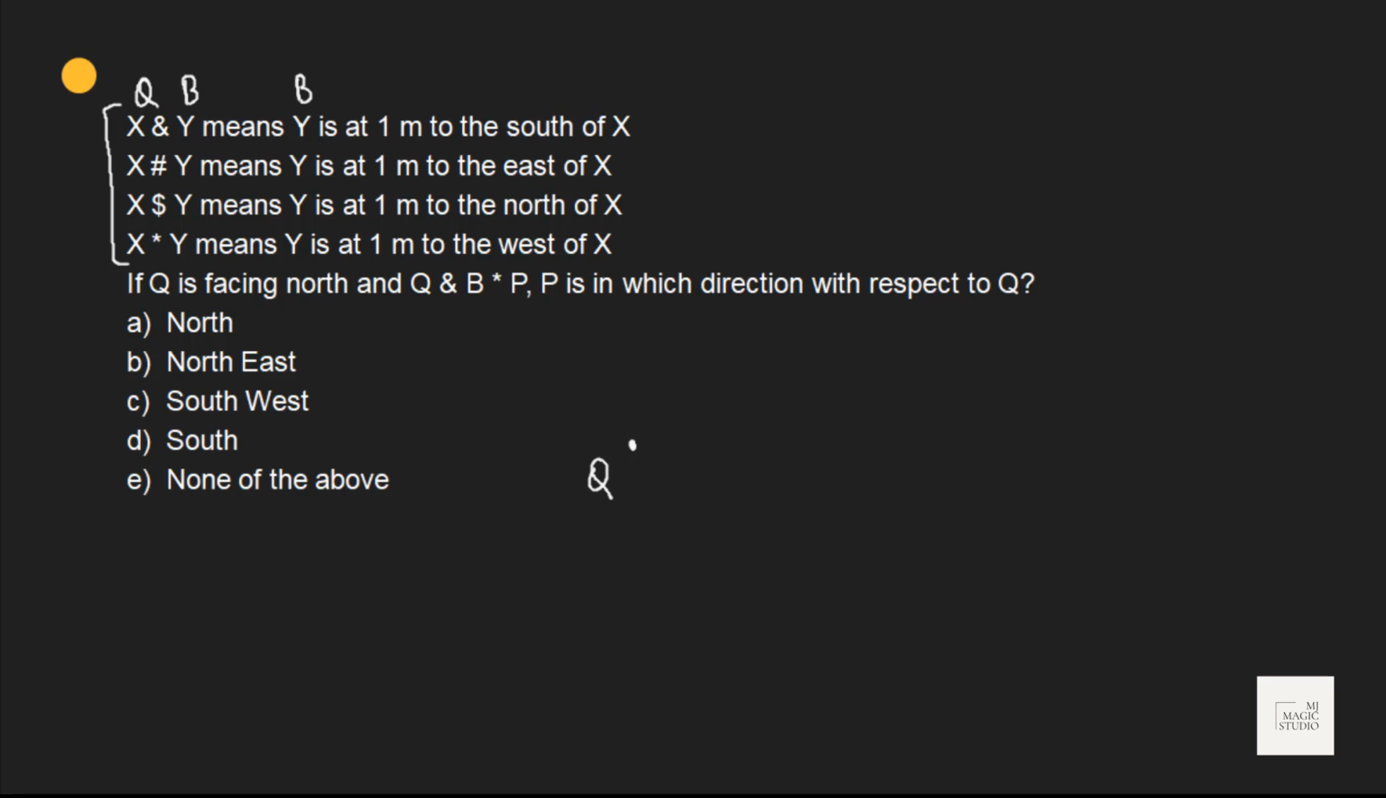B is at 1 meter to the south of Q. Here we have B. This is 1 meter. And then B asterisk P, P is here and B here. P is at 1 meter to the west of B. West of B. Here we have this P. Again 1 meter.